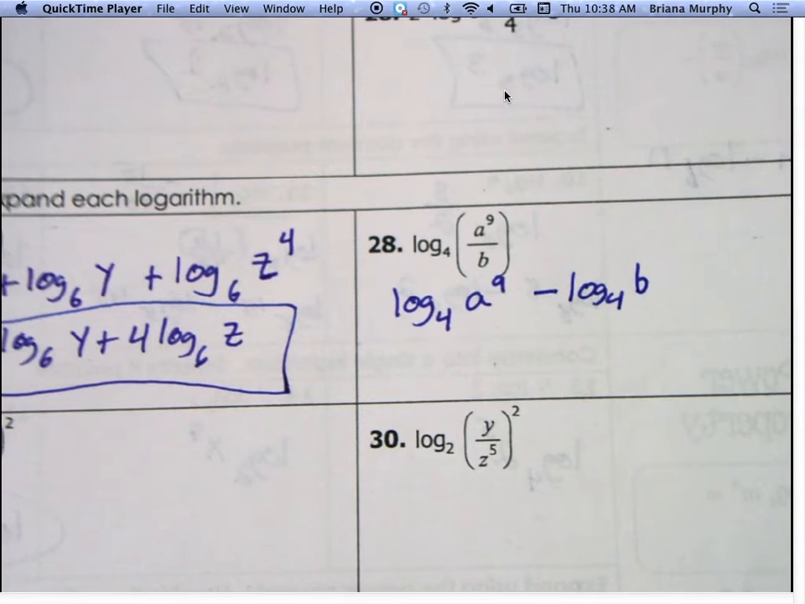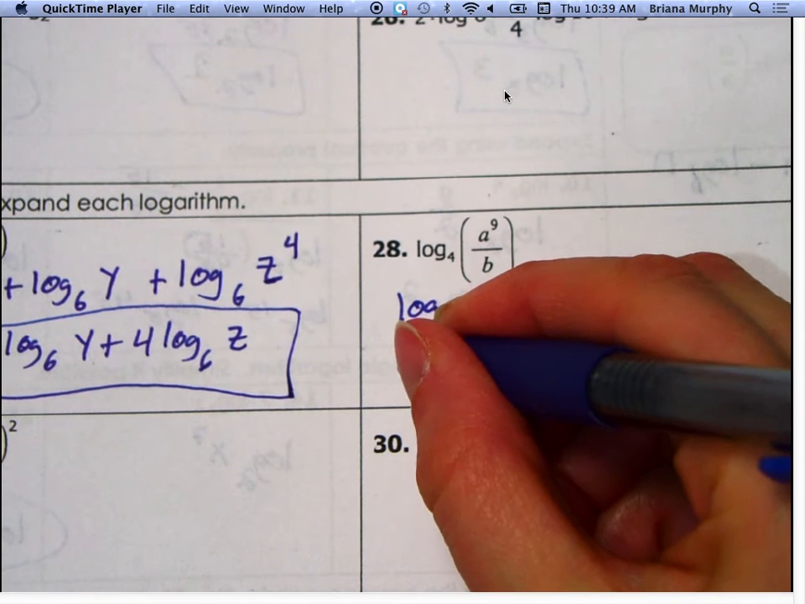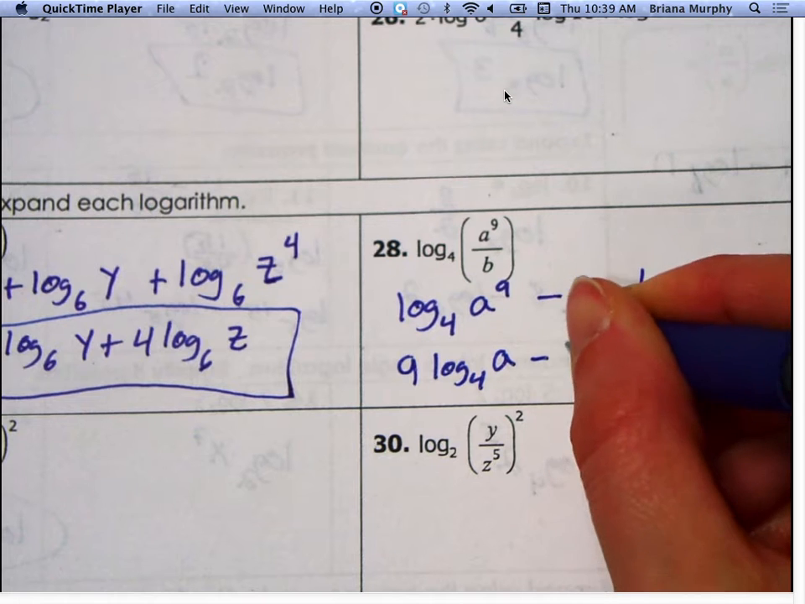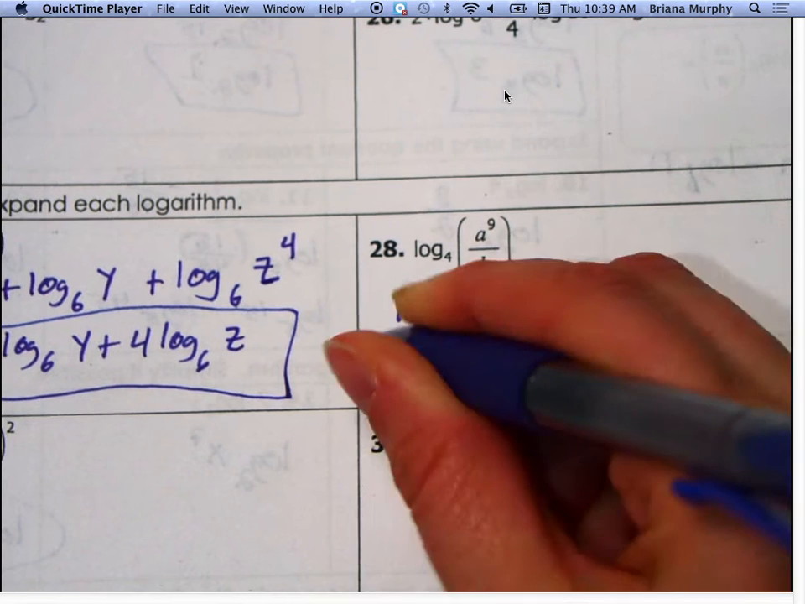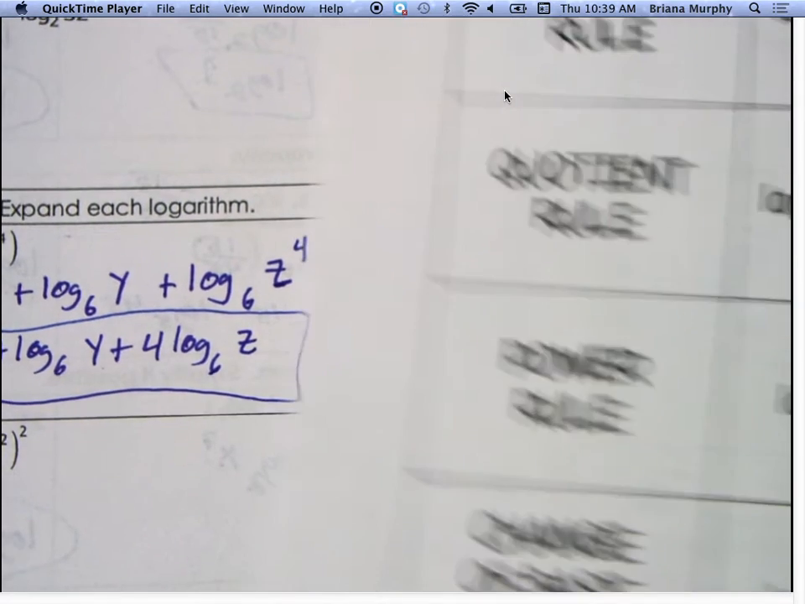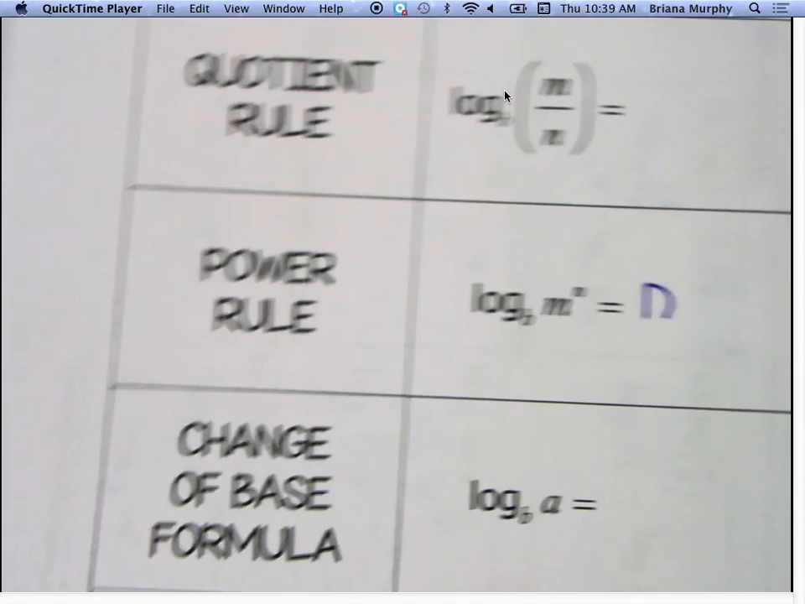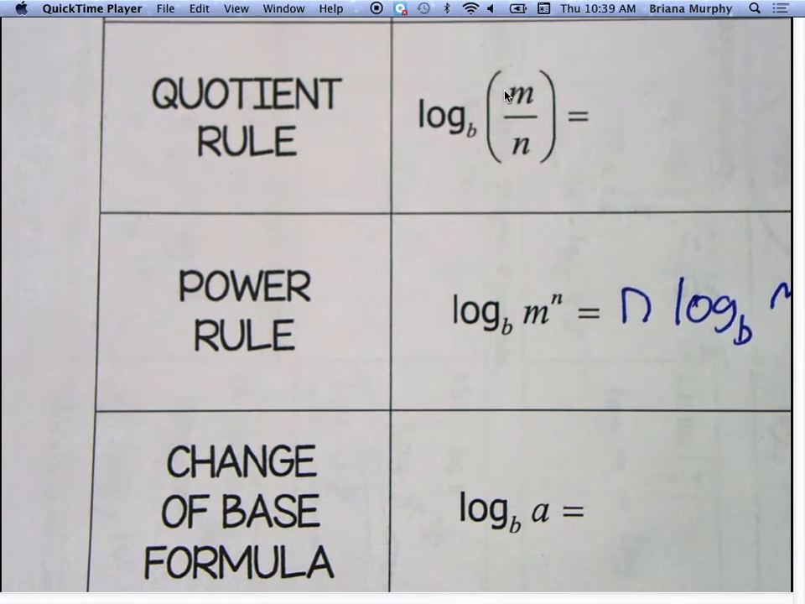Now, is there something else I can do? The power rule, yeah. 9 log base 4 of a minus log base 4 of b. I didn't know where to put the 9. Because of the power rule, right? The power rule tells us that if we've got log base b of m to the n, whatever that exponent is goes in front: n log base b of m.